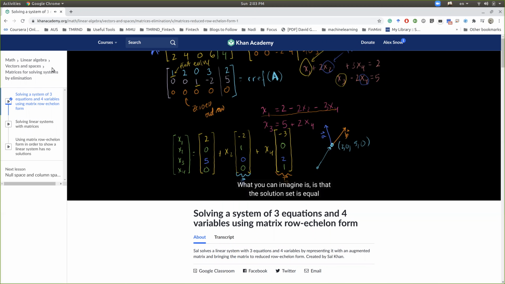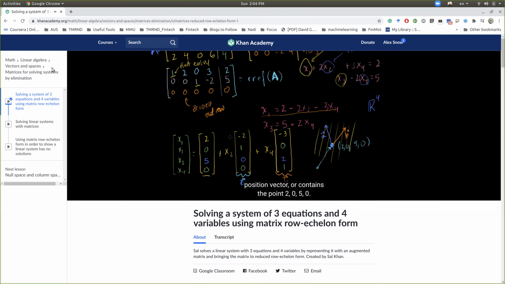But what you can imagine is that the solution set is equal to this fixed point, this position vector, plus linear combinations of A and B. And we're dealing, of course, in R4. Let me write that down. We're dealing in R4. But linear combinations of A and B are going to create a plane, right? You can multiply A times 2 and B times 3, or A times minus 1 and B times minus 100. You can just keep adding and subtracting these linear combinations of A and B, and they're going to construct a plane that contains the position vector, or that contains the point 2, 0, 5, 0.